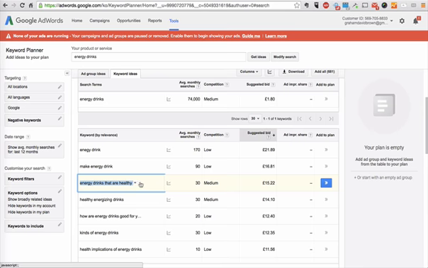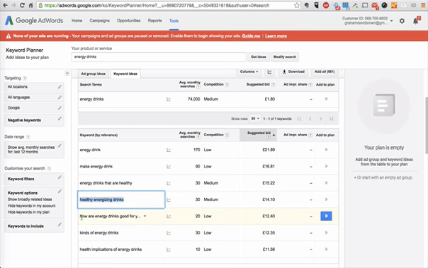But here, energy drinks that are healthy. And you could add in here, healthy energizing drinks. What that shows us is there's a small amount of search traffic for it. But if we were to go through this list and add up that search traffic, maybe it's different variations of healthy energy drinks. But people are searching for this term and the suggested bid is quite high. That means there's advertisers already waiting for people with those searches. So it suggests there's products and there's a demand.